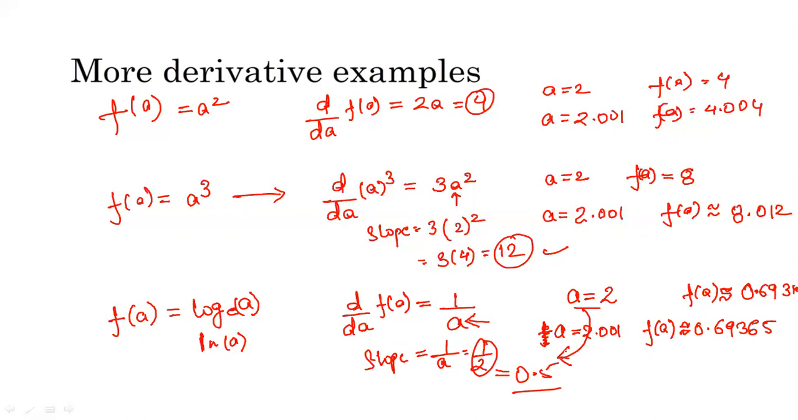So these are the very simple ways in which you can find the slope of any function, or find the derivative of any function at a particular specific point. I hope this concept is very much clear to you.